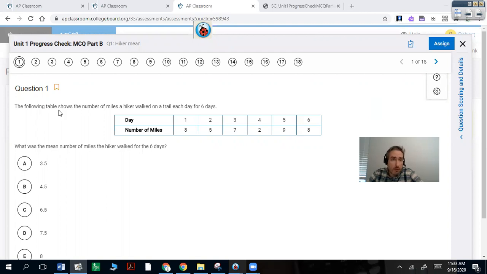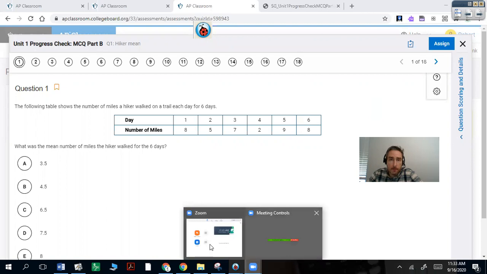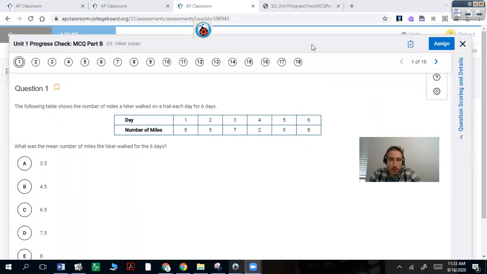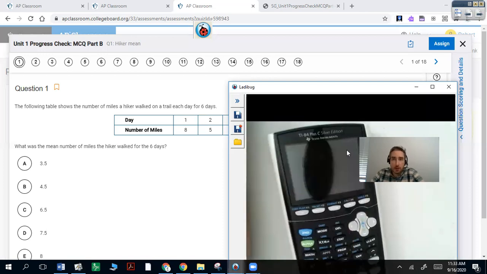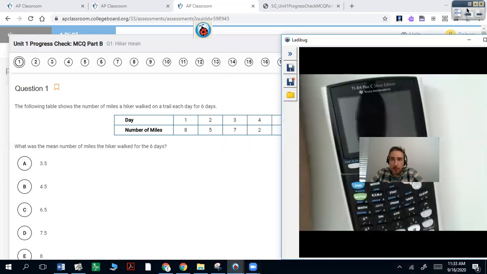So, the following table shows the number of miles a hiker walked on a trail each day for 6 days. What was the mean number of miles the hiker walked for the 6 days? Well, we can figure that out a couple different ways, but I'll show you technology-wise what you can do. So let me make this a little bit smaller.